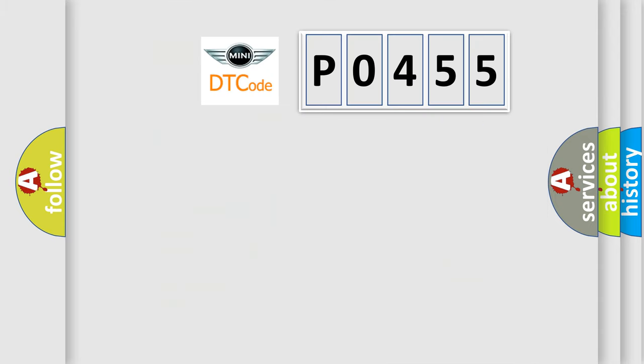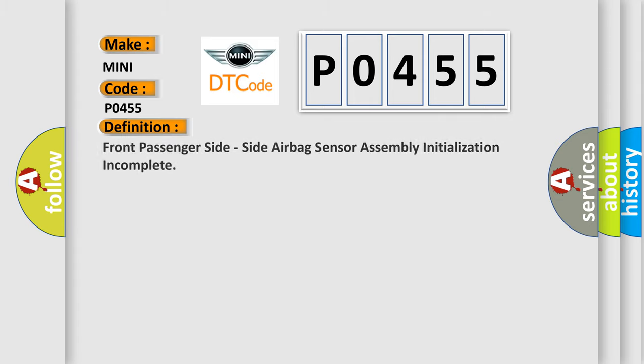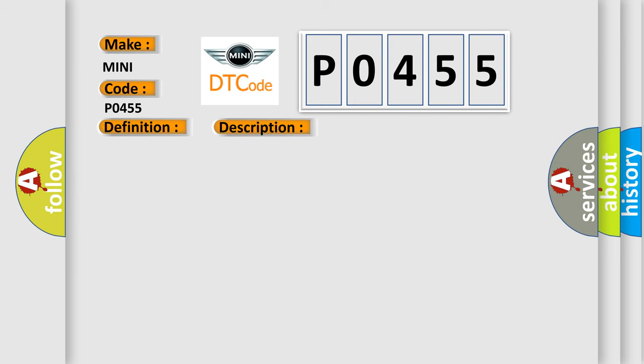So, what does the diagnostic trouble code P0455 specifically interpret for MINI car manufacturers? The basic definition is: front passenger side airbag sensor assembly initialization incomplete. And now this is a short description of this DTC code.